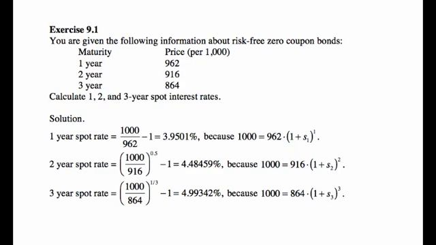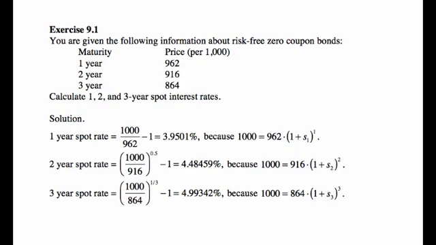But anyway, you are given the following information about the risk-free zero coupon bonds for maturities of 1, 2, and 3 years. We have the price per 1,000 par. So the bond pays 1,000 a year from now, and its current price is $962. The second bond is a 2-year bond, so it pays 1,000 2 years from now, and its current price is $916. And the third bond pays 1,000 3 years from now, and its current price is $864.